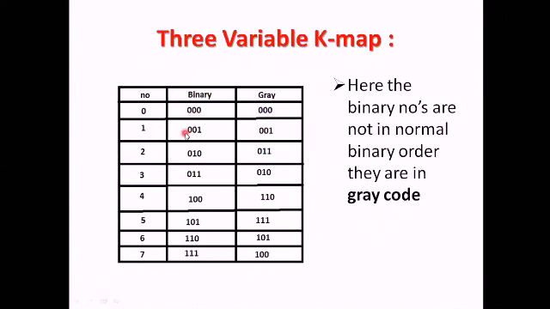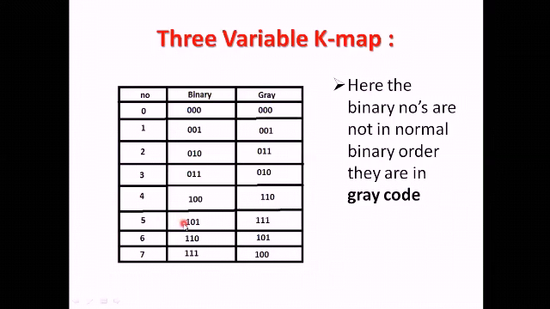In case of 1, it is 0, 0, 1. It is also 0, 0, 1. In case of 2, it is 0, 1, 0. Gray code is 0, 1, 1. In case of 3, it is 0, 1, 1. Gray code is 0, 1, 0. 4 is 1, 0, 0. Gray code is 1, 1, 0.